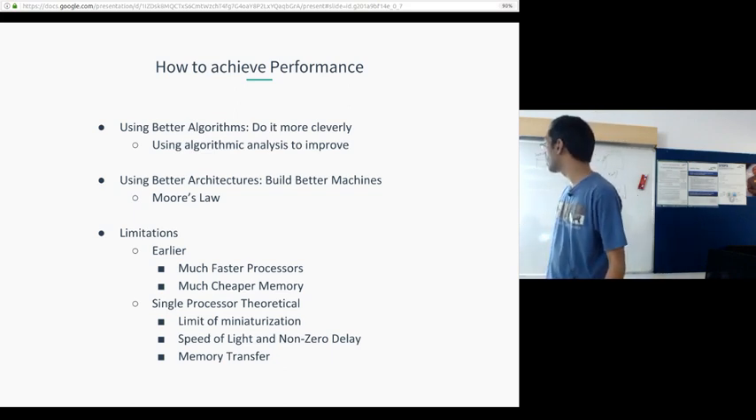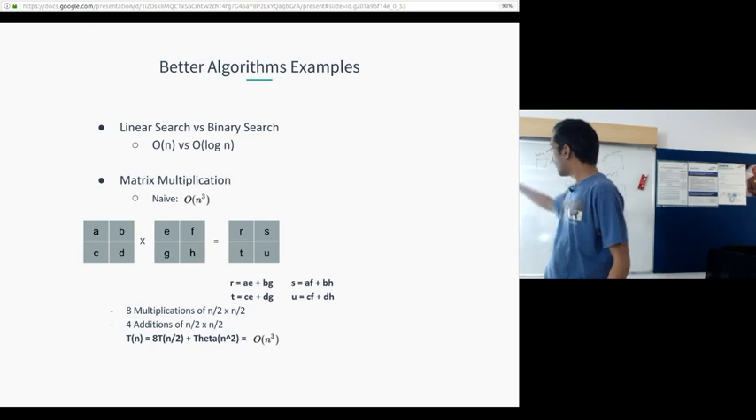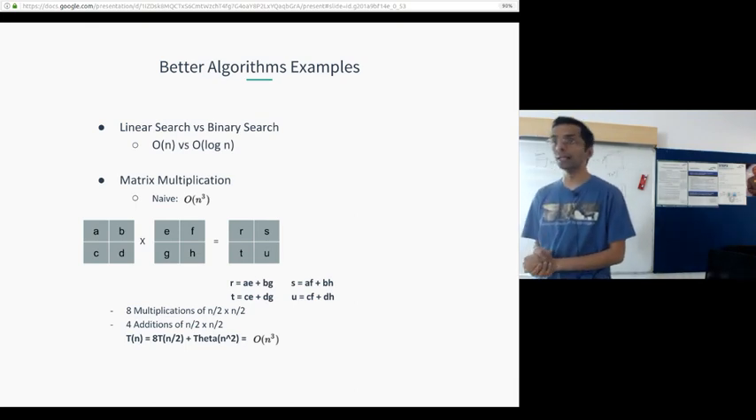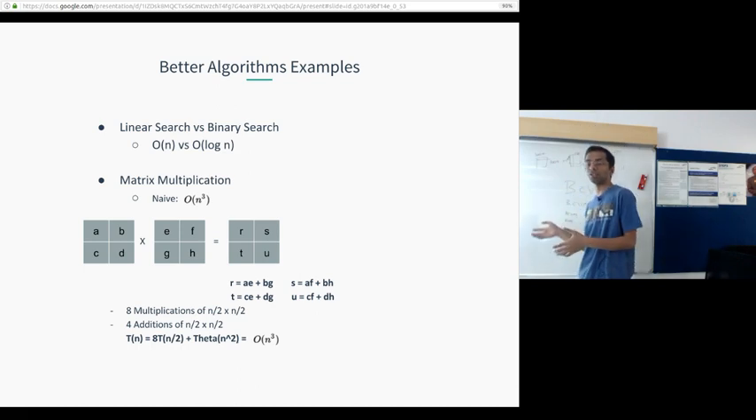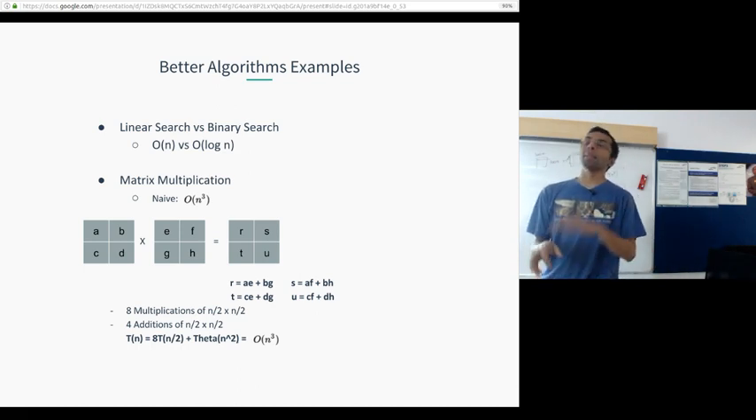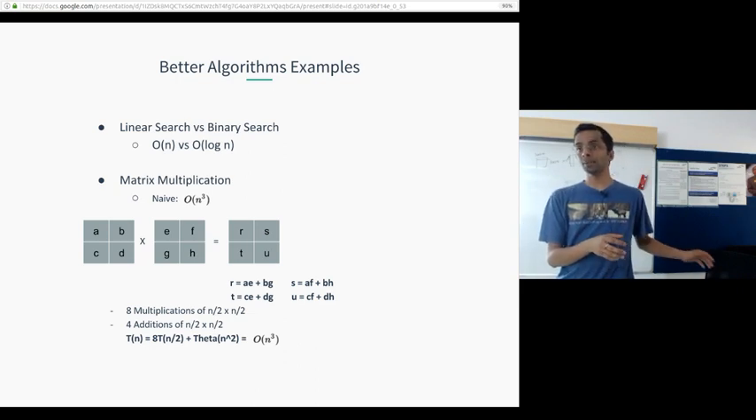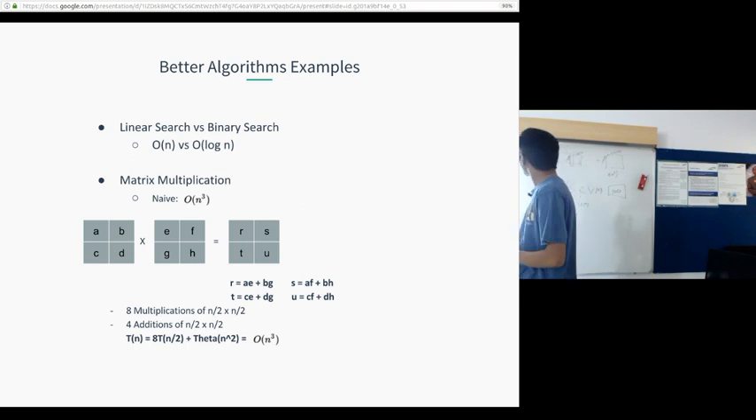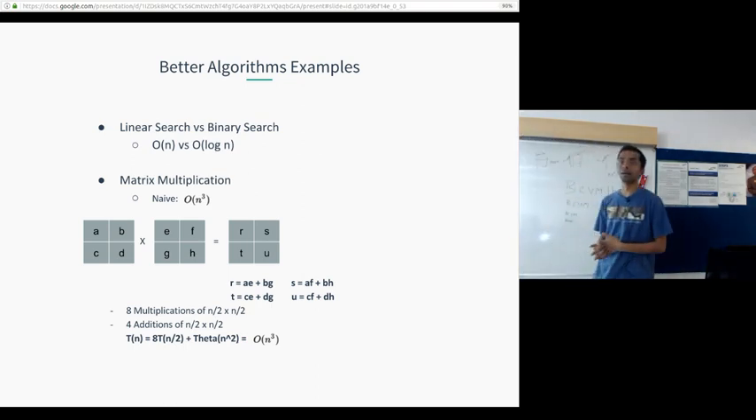Now let's come back to the first case, better algorithms. The way the talk is structured is that first I'll talk about a few examples of better algorithms, and then I'll talk about the architecture side of things. And with that, we'll wrap up today. So the first one is better algorithms.